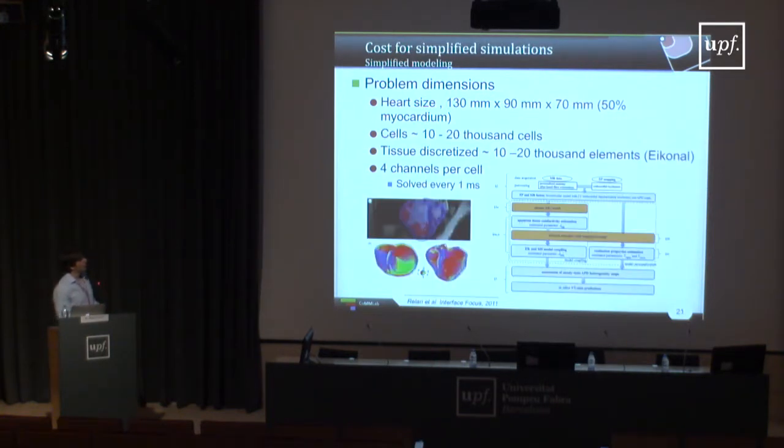Then there are these other models which are usually called simplified models of the heart, in which we have really coarse meshes, between 10 to 20,000 elements, also 10 to 20,000 cells. We solve very simplified models like the Mitchell-Schaeffer that has only 4 variables. And with these models, we can simulate a heartbeat in a matter of seconds. So we have to decide, as a function of the application, which of these models we need to use, and basically it depends a lot on the question we are trying to answer.